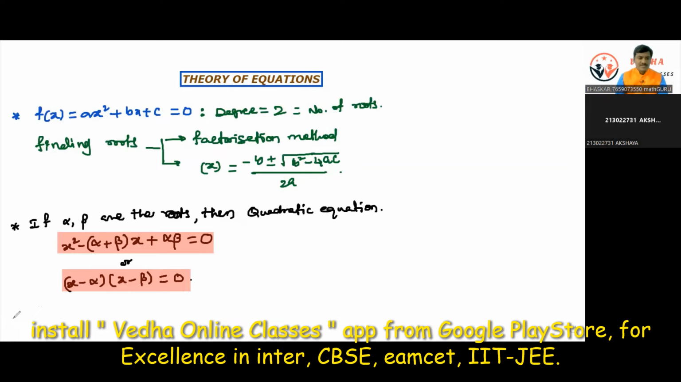Now, one more concept here. ax square plus bx plus c is equal to 0 is a quadratic equation, and alpha and beta are the roots. We know the equation, and we know alpha and beta are the roots. So then what is the sum of the roots, and what is the product of the roots? We will discuss that now. We will take the next page.